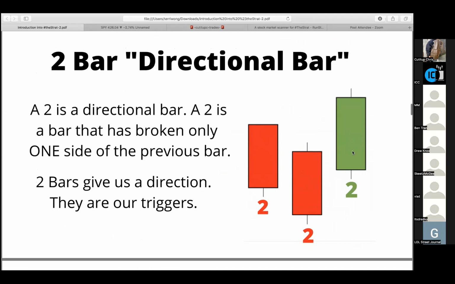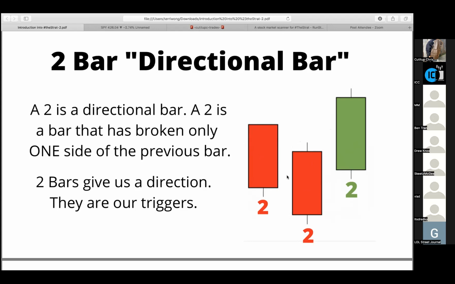Same with the next bar. This is a 2 up because it took out the high of the previous bar, which is this one. It didn't take out the low. It only took out the high. So this is a 2 up. This sequence right here is actually a 2-2 up reversal. Your target would have been here, but I'll get into that.